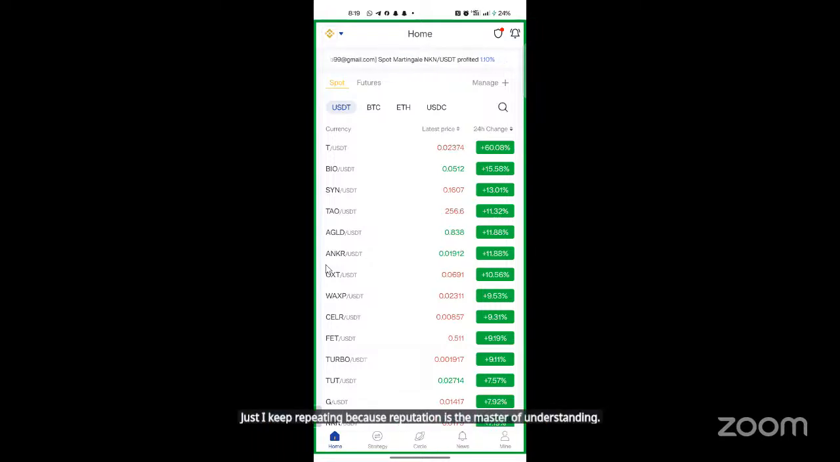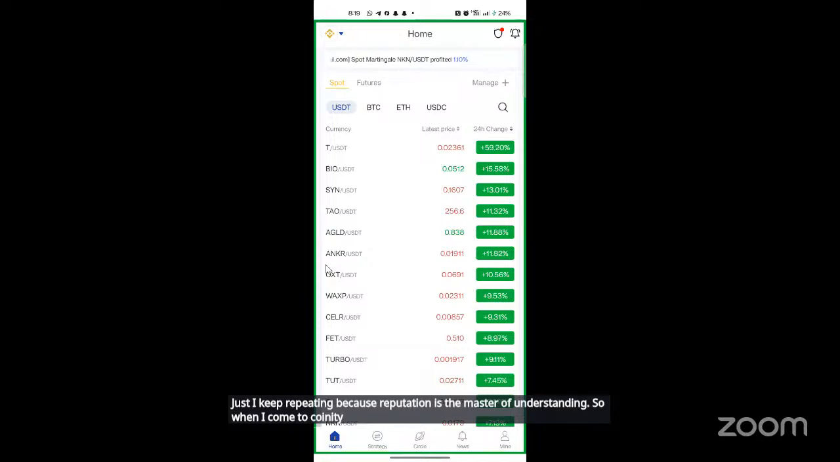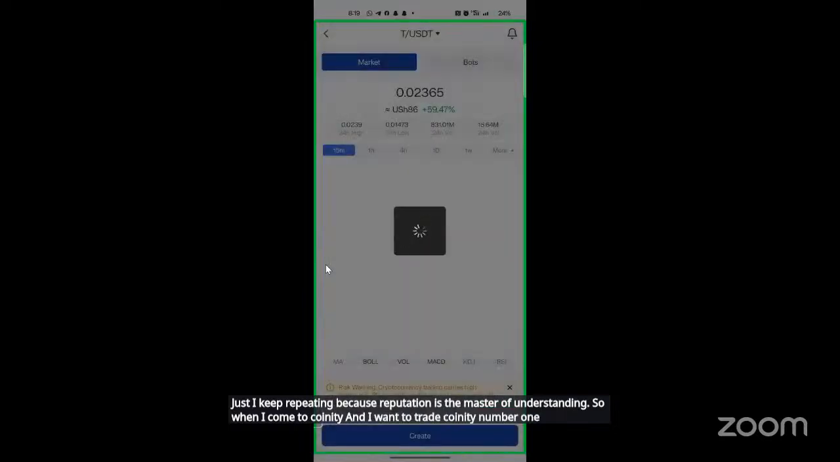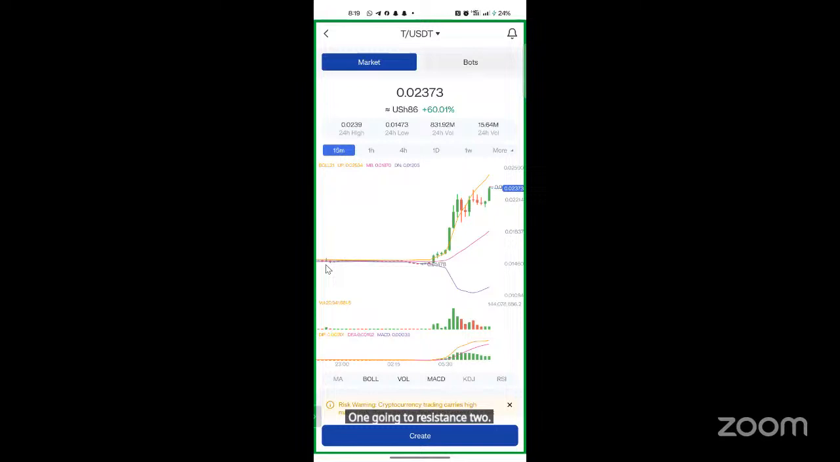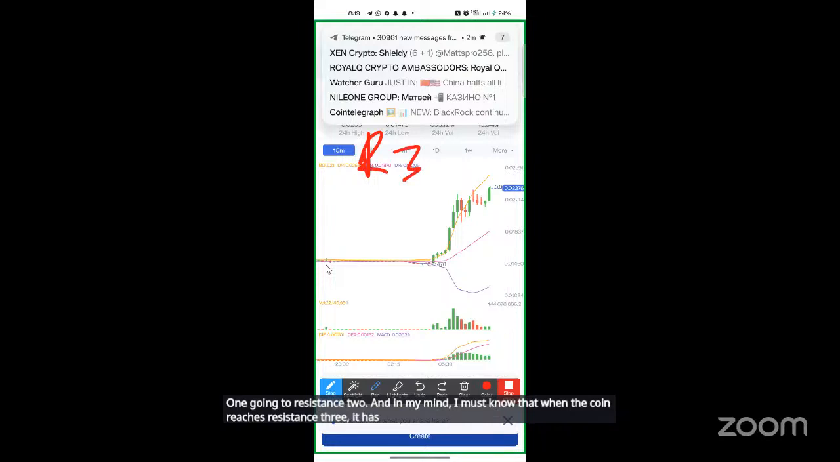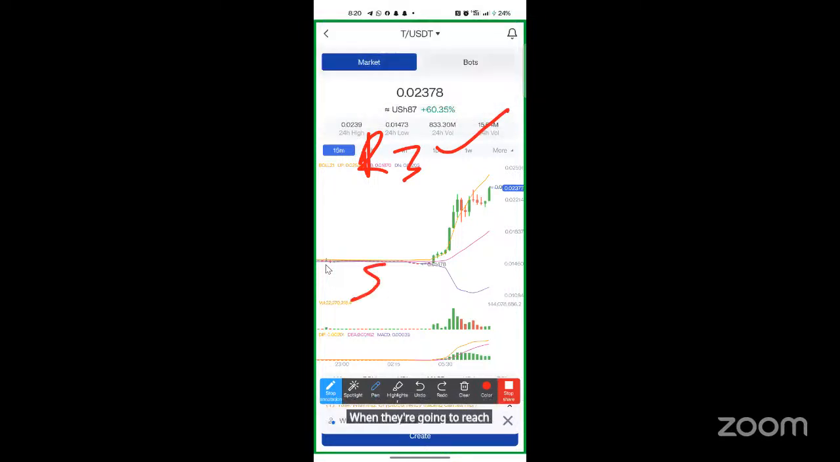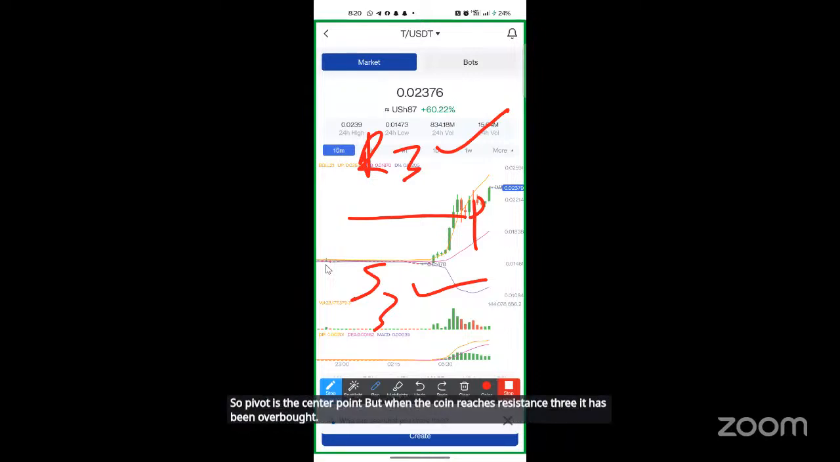So when I come to coin T and I want to trade it, number one, I am looking for a coin that is moving from pivot or that has broken resistance 1 going to resistance 2. And in my mind, I must know that when the coin reaches resistance 3, it has been overbought. When the coin reaches support 3, it has been oversold. Is that clear? Give me a yes in the chat if you have understood. So pivot is the center point.